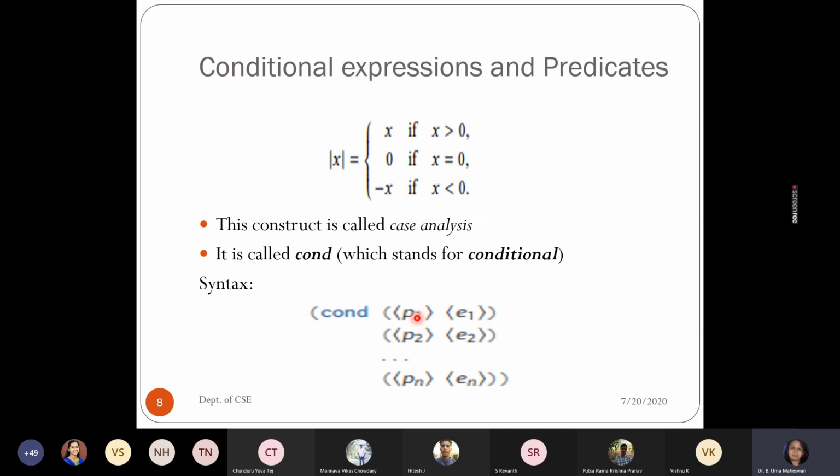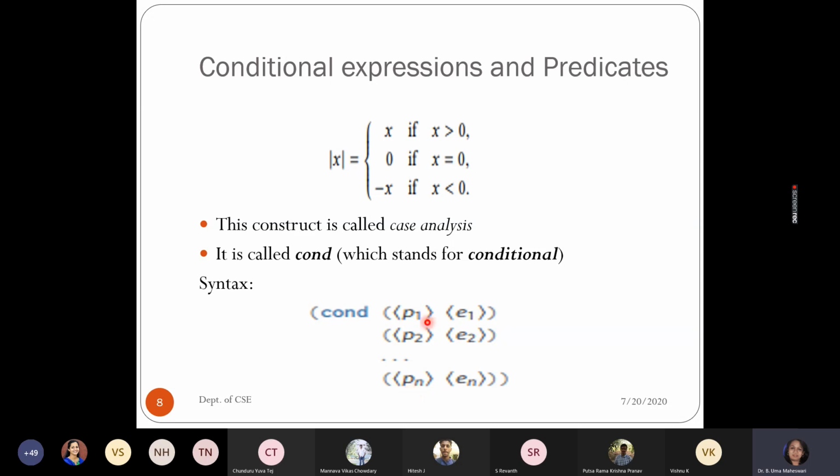Okay, this is the meaning of cond. Predicates always return true or false. If it is true, then the corresponding expression is evaluated and the value is returned. If it is false, go on checking the predicates till the end. If no predicate is satisfied, that is, none returns true, then it will return infinite. Whenever you are learning some construct, please understand the whole concept.